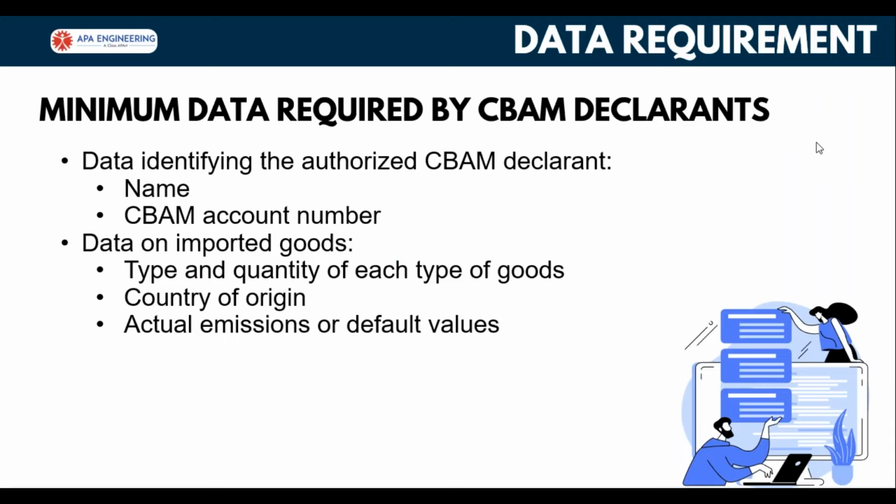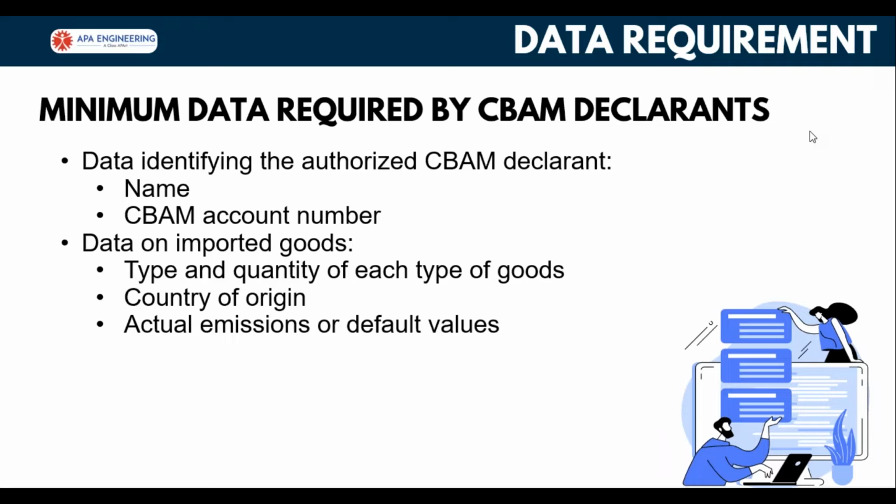So this is a data requirement during the transitional phase. There is a minimum data that is required. You have to have your CBAM declarant authorized identification, so you need the name, then the CBAM account number. And you also have to have data on imported goods, which is type and quantity, and the country of origin, and you have actual emissions or default values.